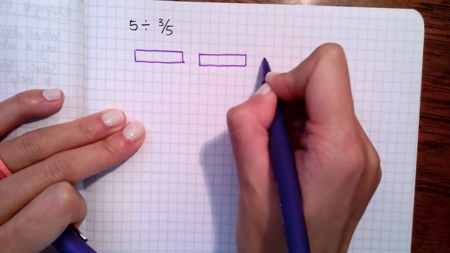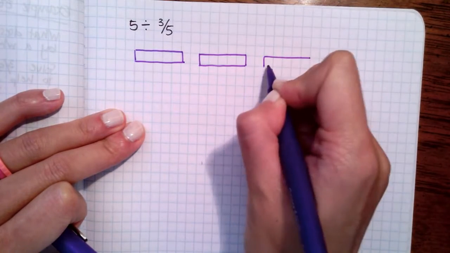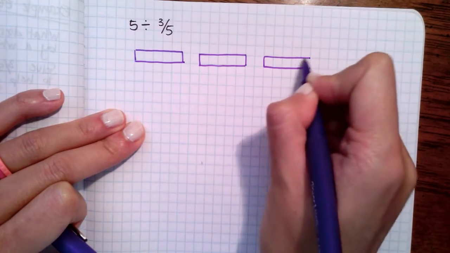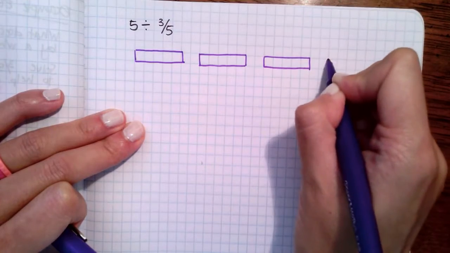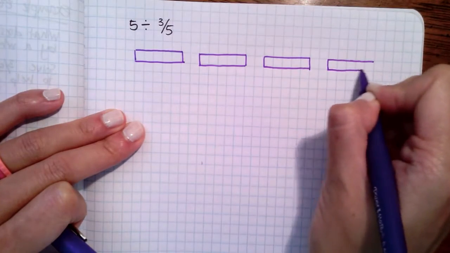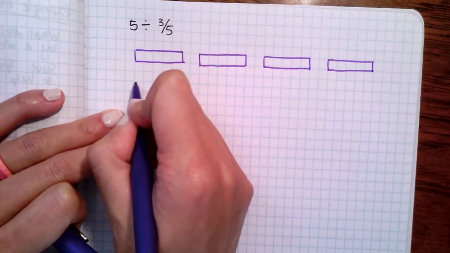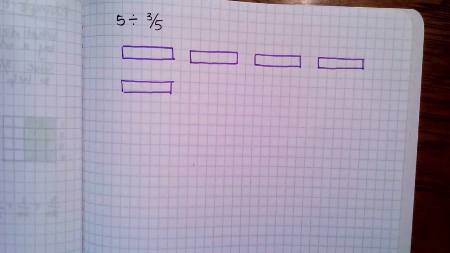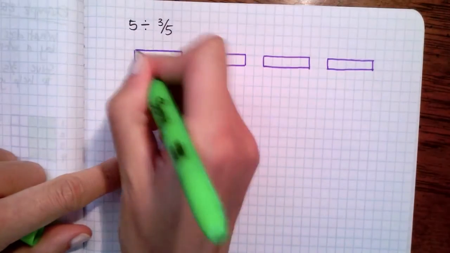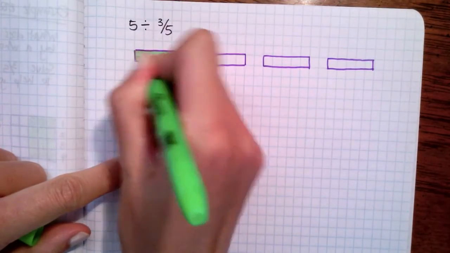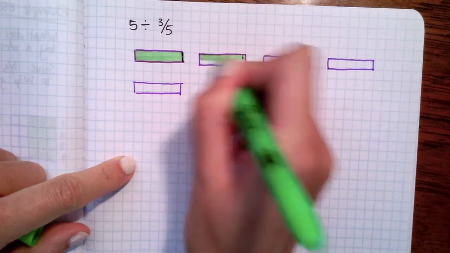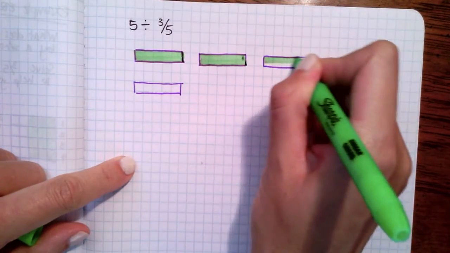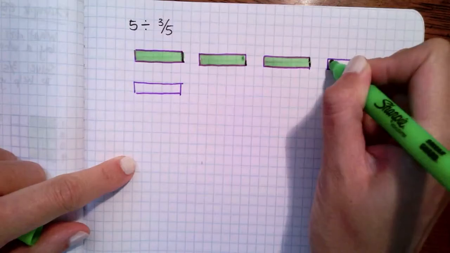Here's 2. There's 3. There's 4. And here's my 5. Okay. They're all shaded in because it's 5 wholes, right? It's all of this. Shading it in basically says this is my value, all of it.